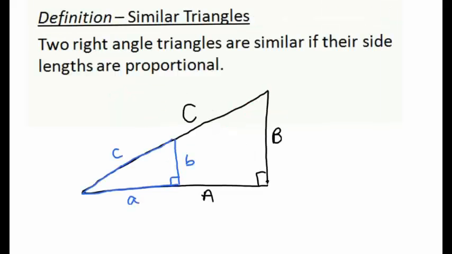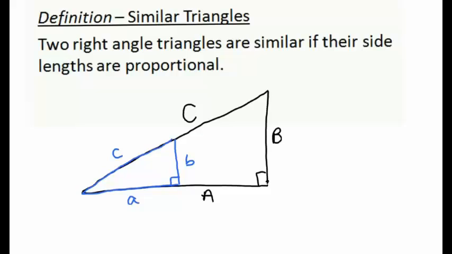We say that two right-angled triangles are similar triangles if their side lengths are proportional. So what I've done here is I've drawn two triangles, a bigger one in black with side lengths capital A, capital B, and capital C. And I have a nested smaller blue right triangle here with side lengths little a, little b, and little c.